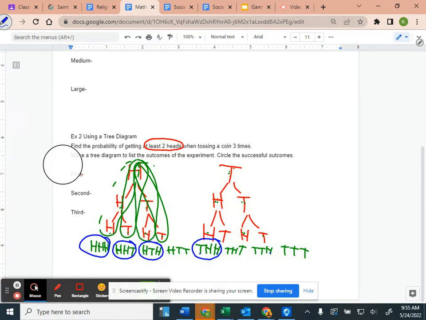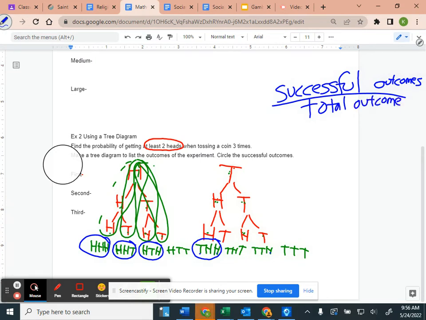So, remember with our probability yesterday, successful outcomes goes over what? Number of times. So successful outcomes over total outcomes. That's what we talked about yesterday, successful over total. So what would my fraction look like? Zoe? It would be 4. Yeah, we had 4 successful outcomes. 1, 2, 3, 4 over 8 total outcomes, which equals 4/8 equals 1/2. 1/2 is 0.5. 0.5 is 50%.